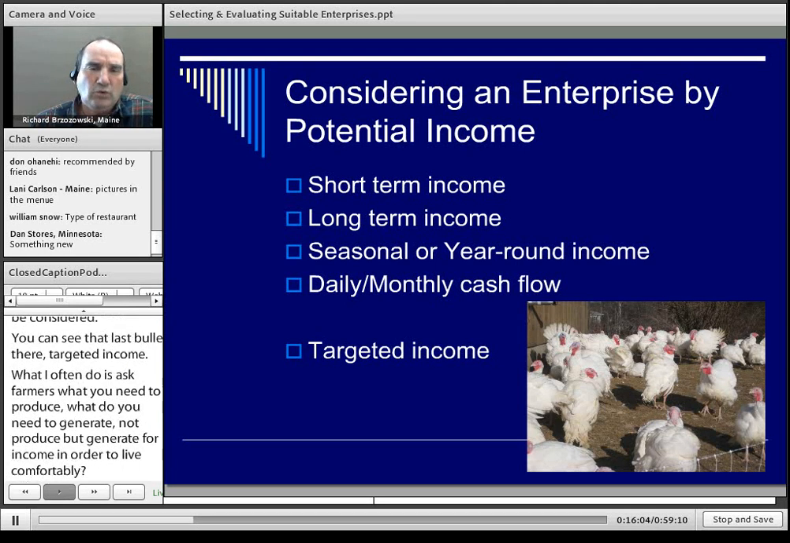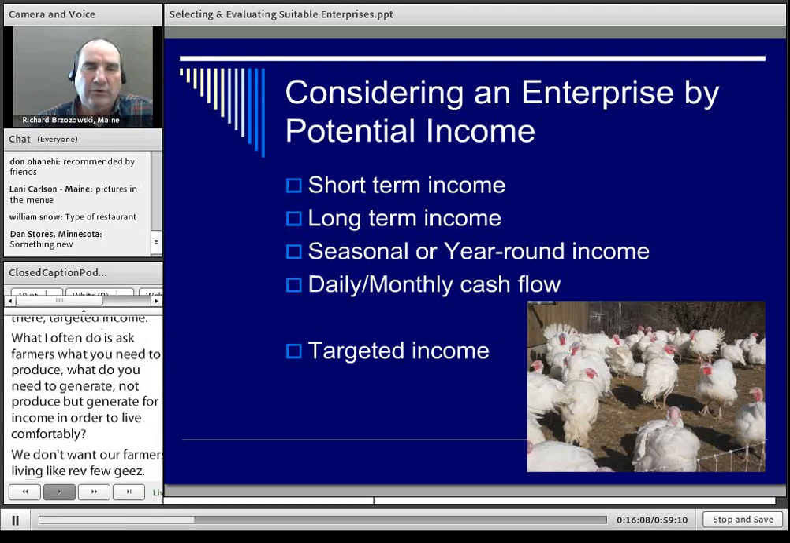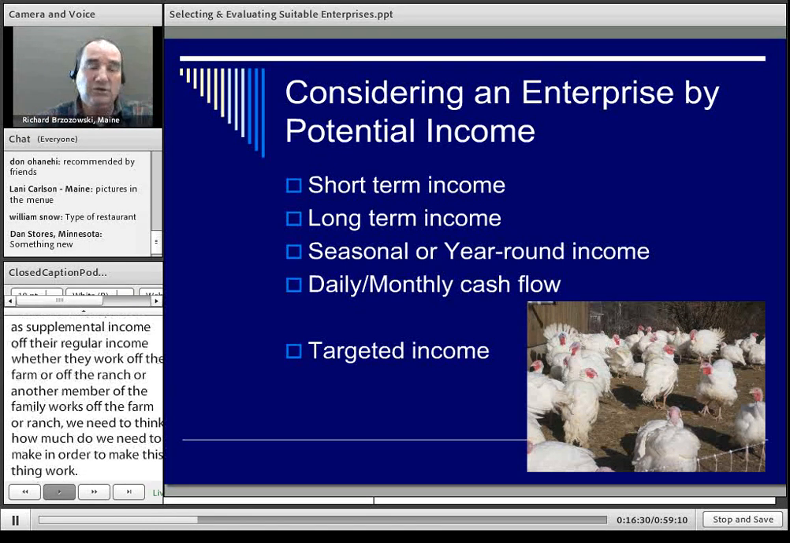And so whether it's $10,000 extra as a supplemental income to their regular income, whether they work off the farm or off the ranch, or another member of the family works off the farm or off the ranch, you need to think, how much do we need to make in order to make this thing work? And so you can adjust your enterprise accordingly. The size and scale of the enterprise will be influenced by what you need to make.